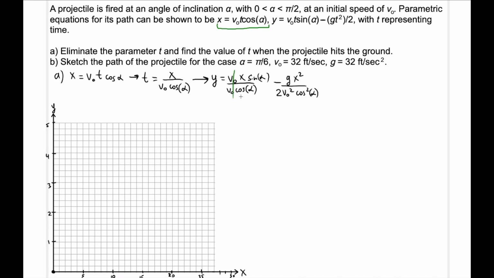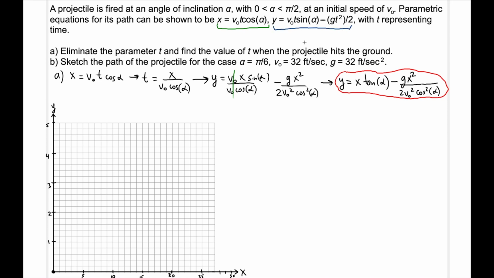We should also note that sine over cosine is tangent. So y can be expressed even more simply as x tan alpha − gx² / (2 v₀² cos² alpha). What we did here was eliminate the parameter t, but now we need to use the equation with the parameter t again, because we're going to set y equal to 0 to find the value of t when that happens.